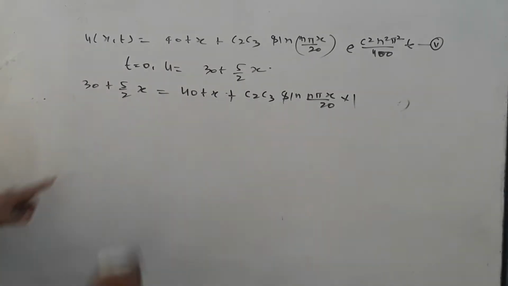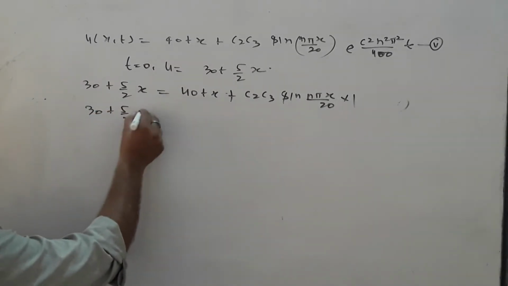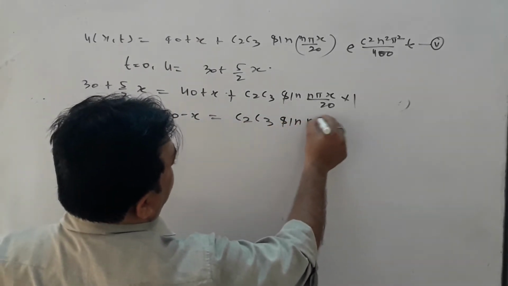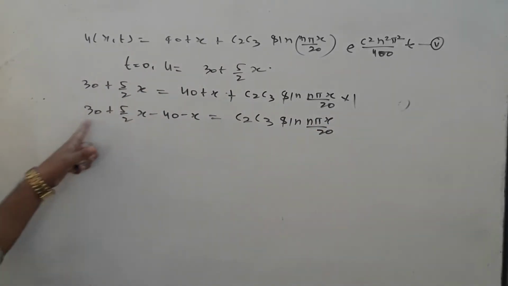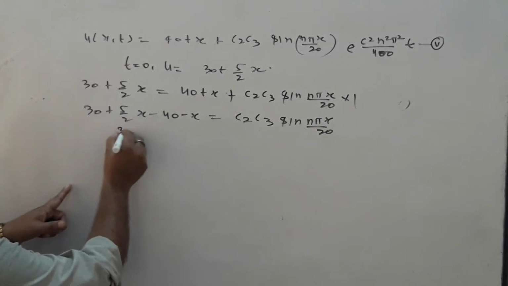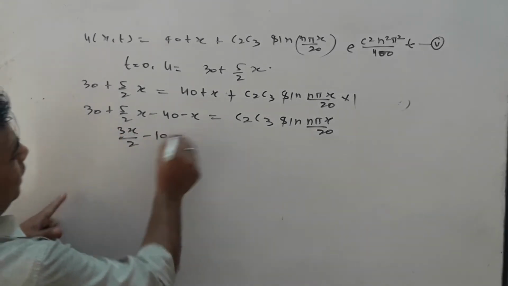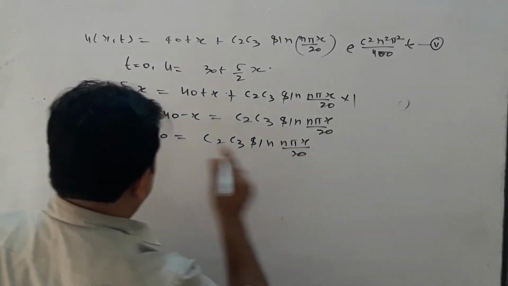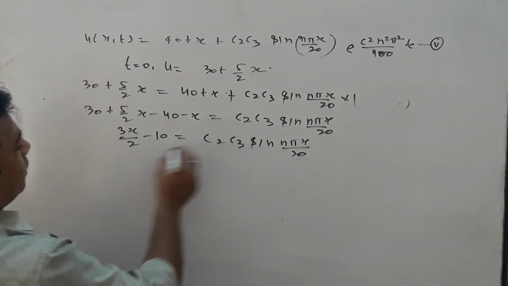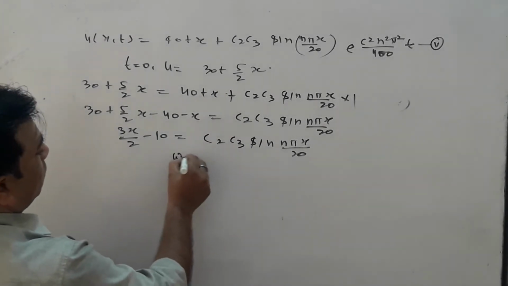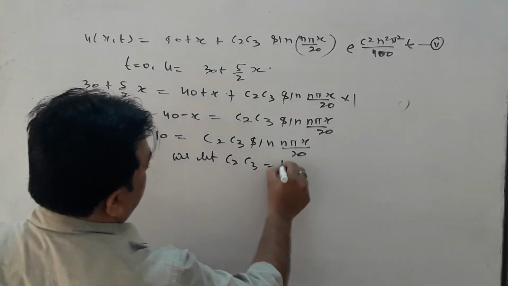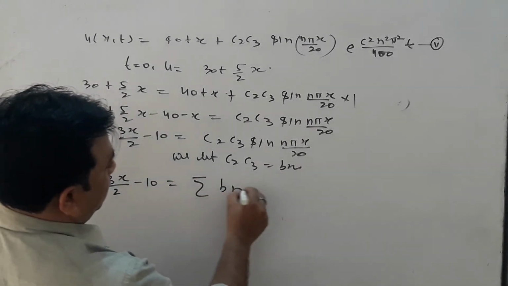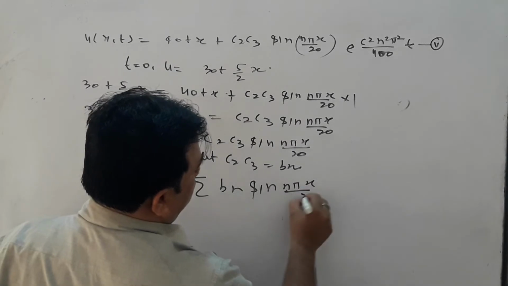Okay, taking this out, 30 plus 5 by 2 x minus 40 minus x equal to C2 C3 sin n pi x over 20. So simplifying this minus this, 3x over 2 minus 10 equals C2 C3 sin of n pi x over 20. Again we write, we let C2 C3 equal to bn. So 3x over 2 minus 10 equals the sum of bn sin of n pi x over 20.